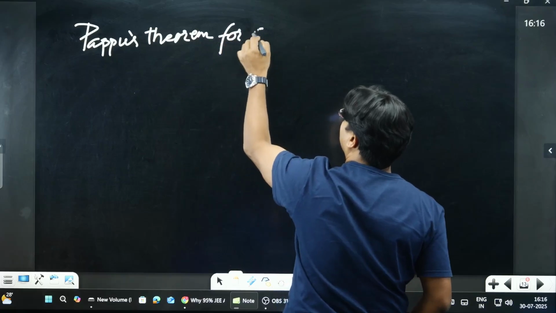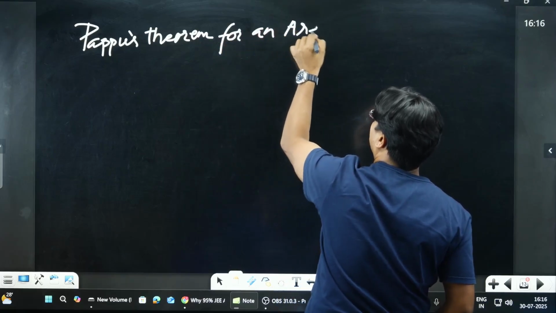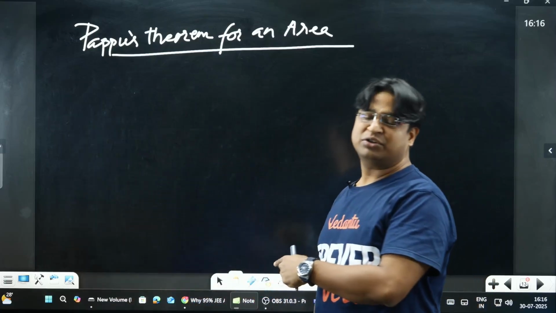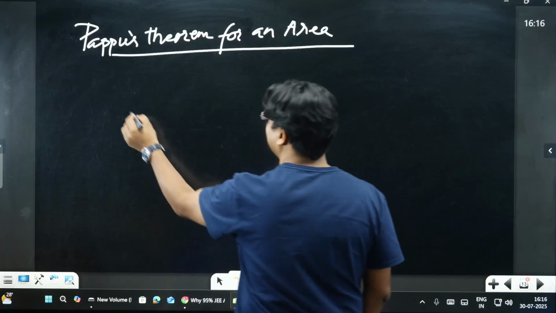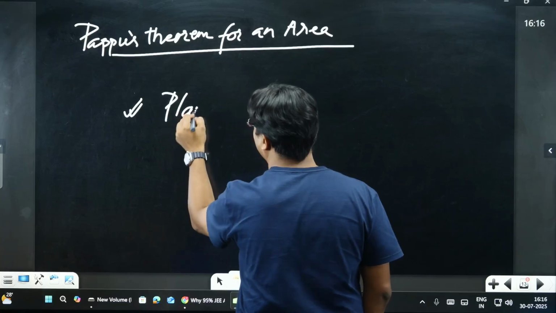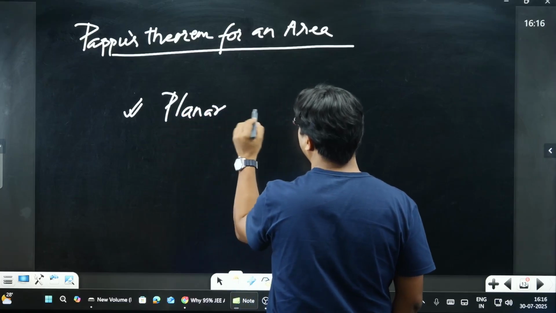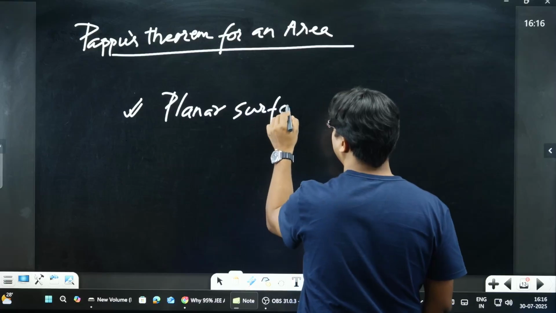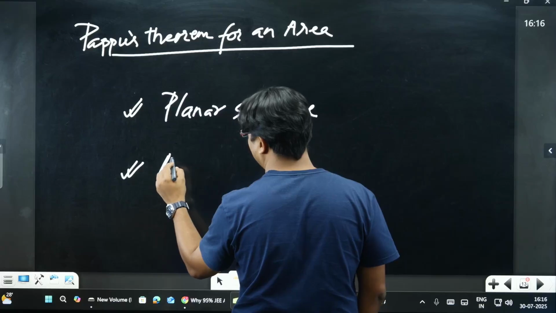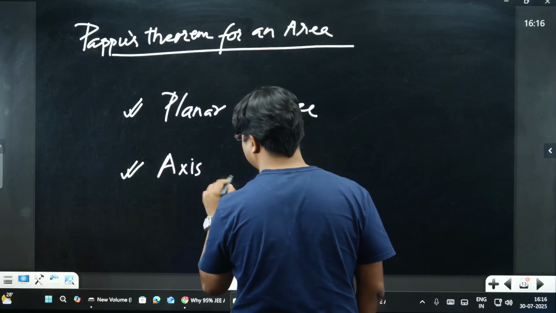Pappus theorem for an area. Okay, again, it is very similar to what we just did. Just that now instead of a curve, we are going to need a planar area. So we need a planar surface. We need to choose an axis, a non-intersecting axis.